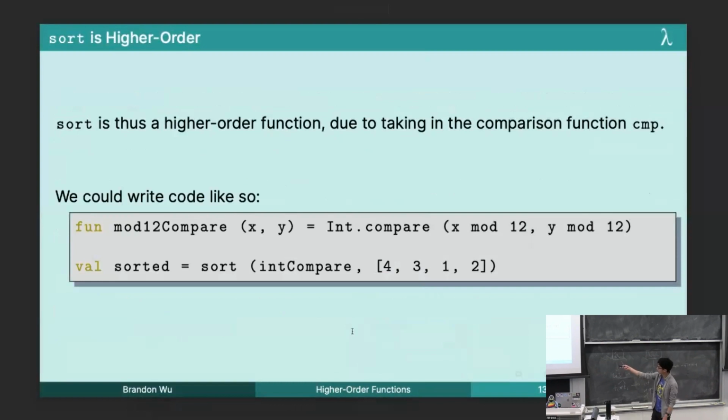We could define this function called mod12 compare, which takes in two things and then does their int comparison mod12. And you should be able to assure yourself this is type int star int to order, okay? And then we just pass it in right here to sort on 4, 3, 1, 2. And this should give us, well, 1, 2, 3, 4. It's a non-interesting mod12 sort, but it is sorted mod12 nonetheless, okay? And that's the idea of how we'd use this.